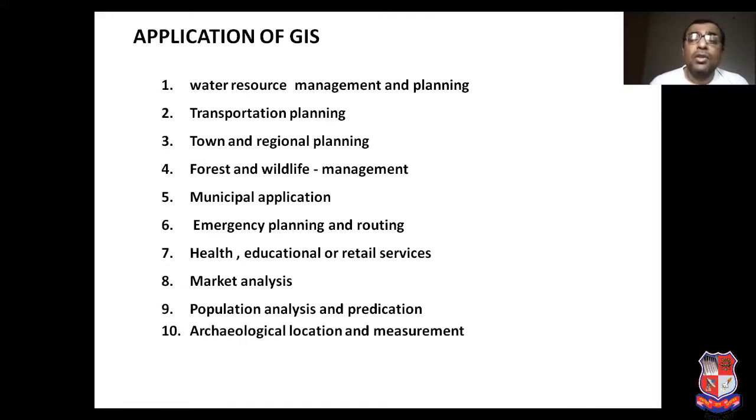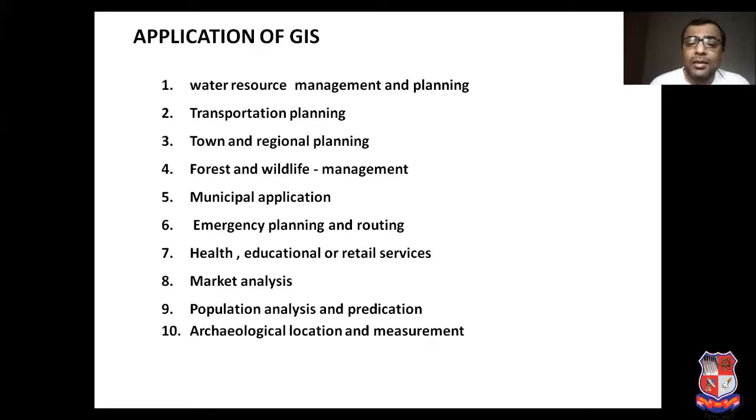Fourth, for forest and wildlife management. Fifth, for municipal applications, we can also use the GIS. Sixth, emergency planning and routing purposes, GIS is very useful. Seventh, for health, education, and retail services, GIS is a very powerful tool. Number 8, for market analysis, one can use the GIS. Ninth, population analysis and prediction of the population, GIS is again a very useful tool.